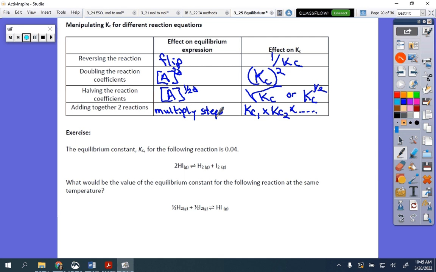So if we look at the exercise right below here, we're given Kc for this reaction. This is the decomposition of hydroiodic acid, written backwards from the way we've been writing it. But this is the reaction as given, so we're now considering this the reactant and these the products. Now we need to figure out the equilibrium constant for this reaction. Again, notice it says at the same temperature because that matters. So basically, what have we done to this reaction to get here?